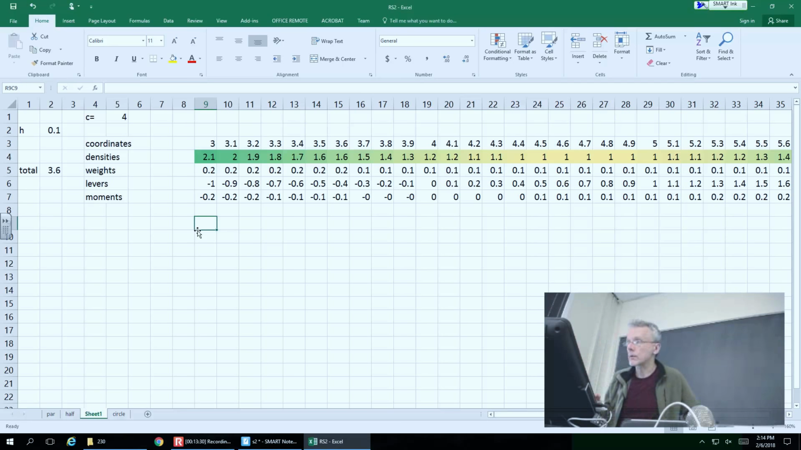Okay, so total moment. Let's compute the total moment. My answer is 0.5. What does it tell you? It's not balanced. That's true. It's not balanced because you're supposed to have 0. Can you say anything more than that?